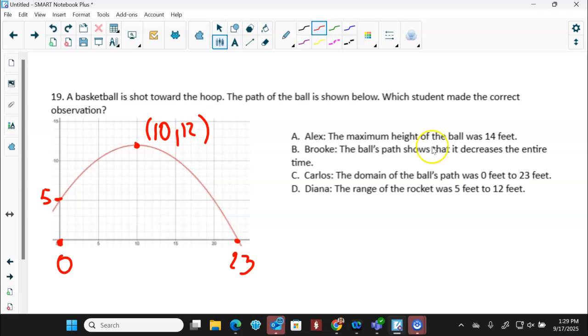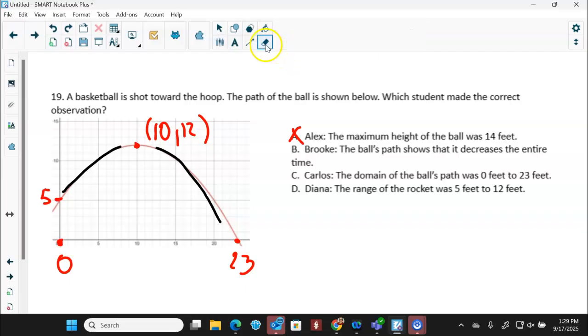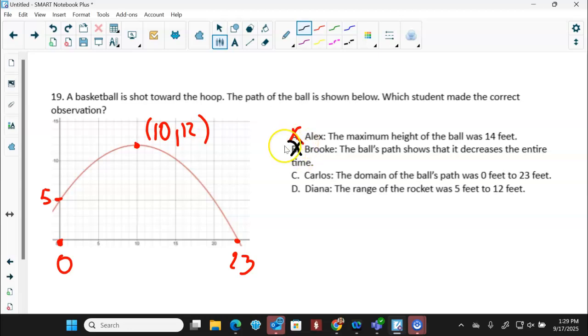So Alex says the maximum height of the ball is 14 feet. That is not correct. 14 feet would be somewhere here, okay? So Alex was wrong. Brooke said that the ball's path shows that it decreases the entire time. Also not correct, because it goes up first and then down, okay? So that is also not correct.